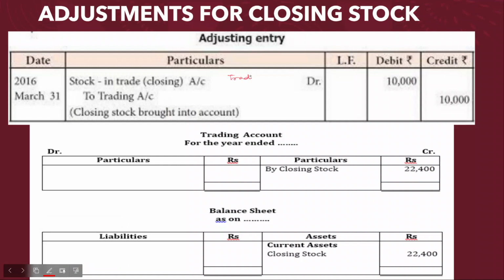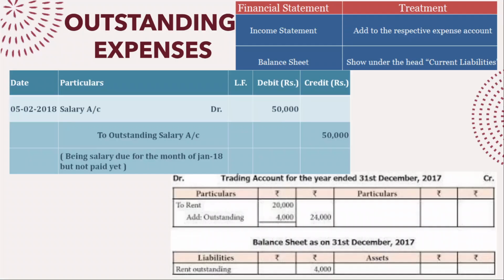We used to write closing stock account debited to trading account. So we know that closing stock is reflected on the credit side of your trading account, and this closing stock again becomes an asset, a current asset, and it is shown in your balance sheet under the assets column as your current assets. Outstanding expenses means those expenses we need to pay this year but we haven't paid.